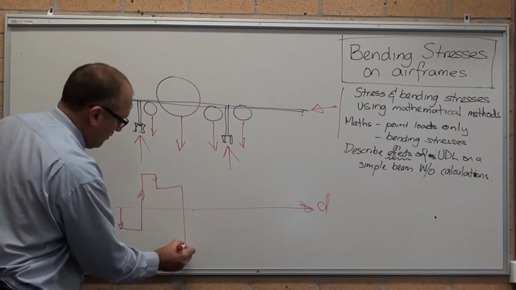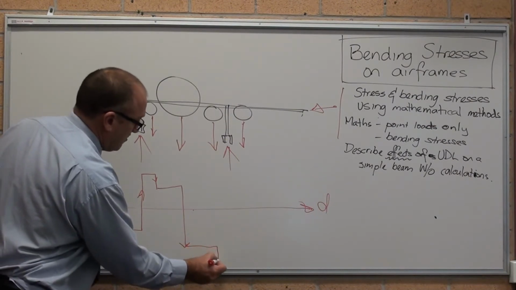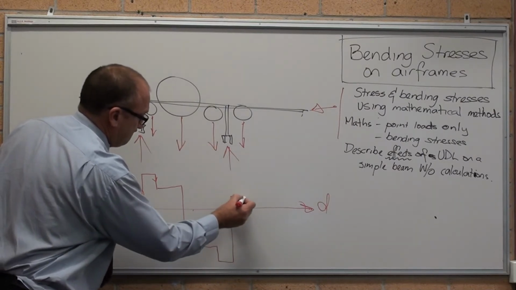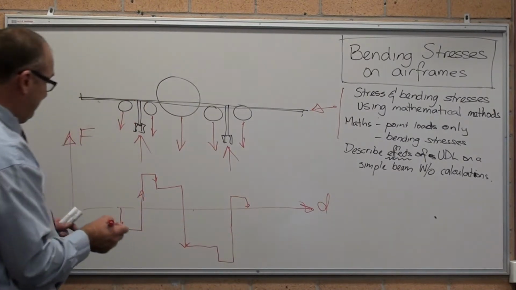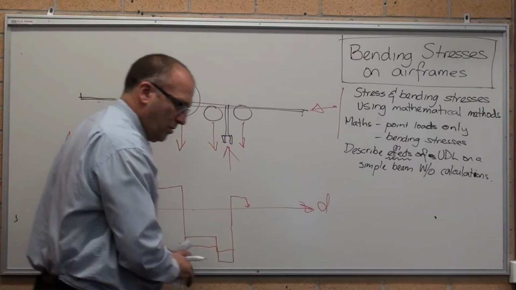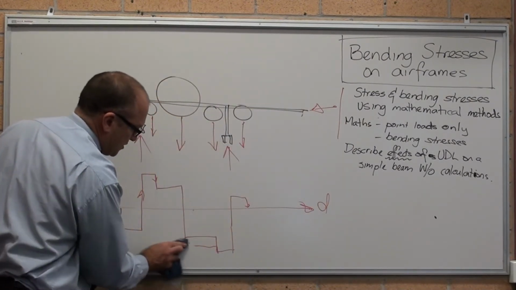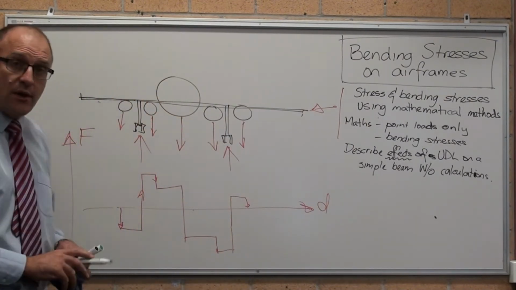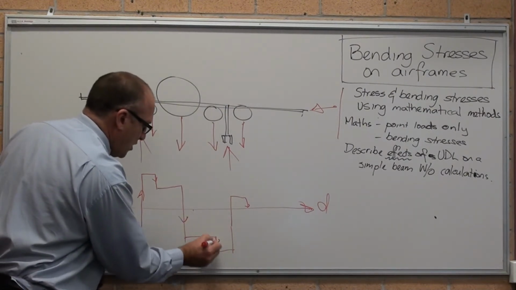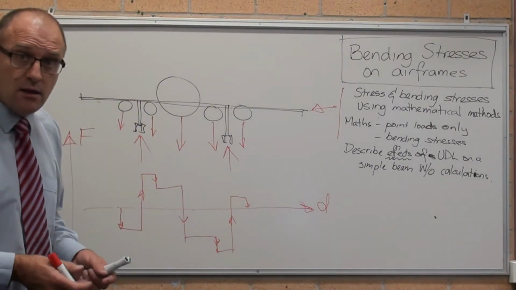That'll be down an awful lot, down a bit more, up a bit, down a bit. That would be symmetrical because you'd hope that the engines weigh the same since they're the same engine. So it would look like that. That would be your shear force diagram for the plane sitting on the tarmac.